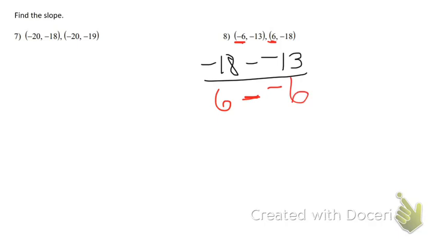In the numerator, two negatives made a positive again. Did a lot of that. Negative 18 plus 13 would be negative 5. In the denominator, this is 6 plus 6, which is not 0. 6 plus 6, so that's a 12. So this is negative 5/12.